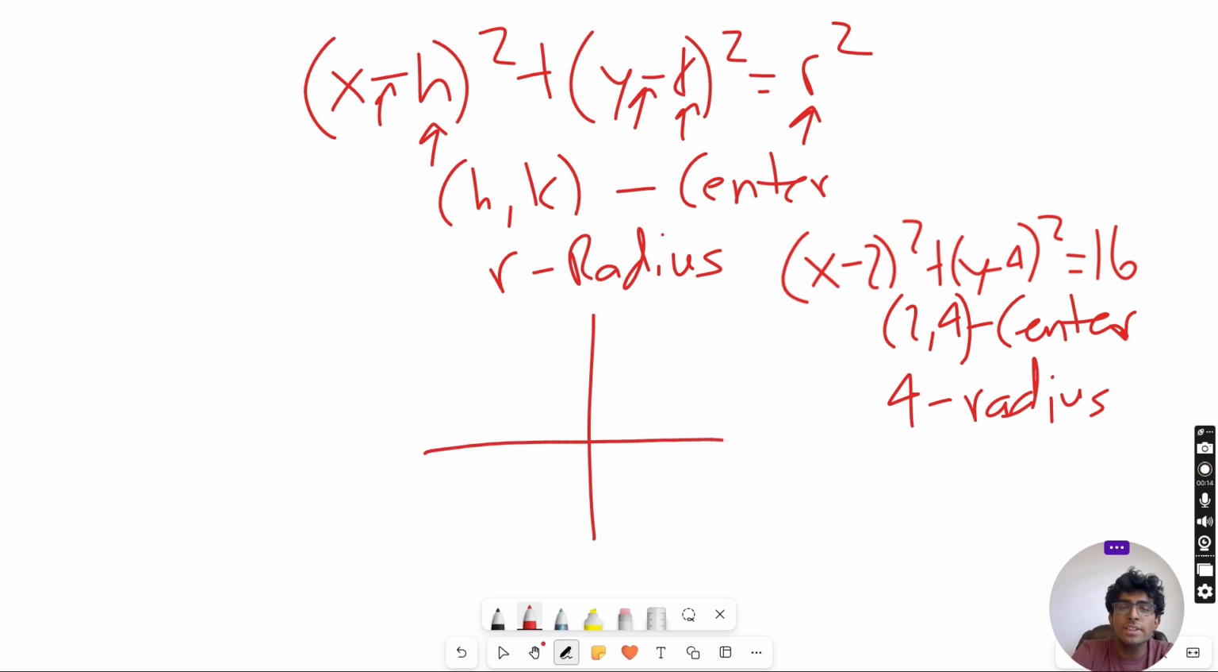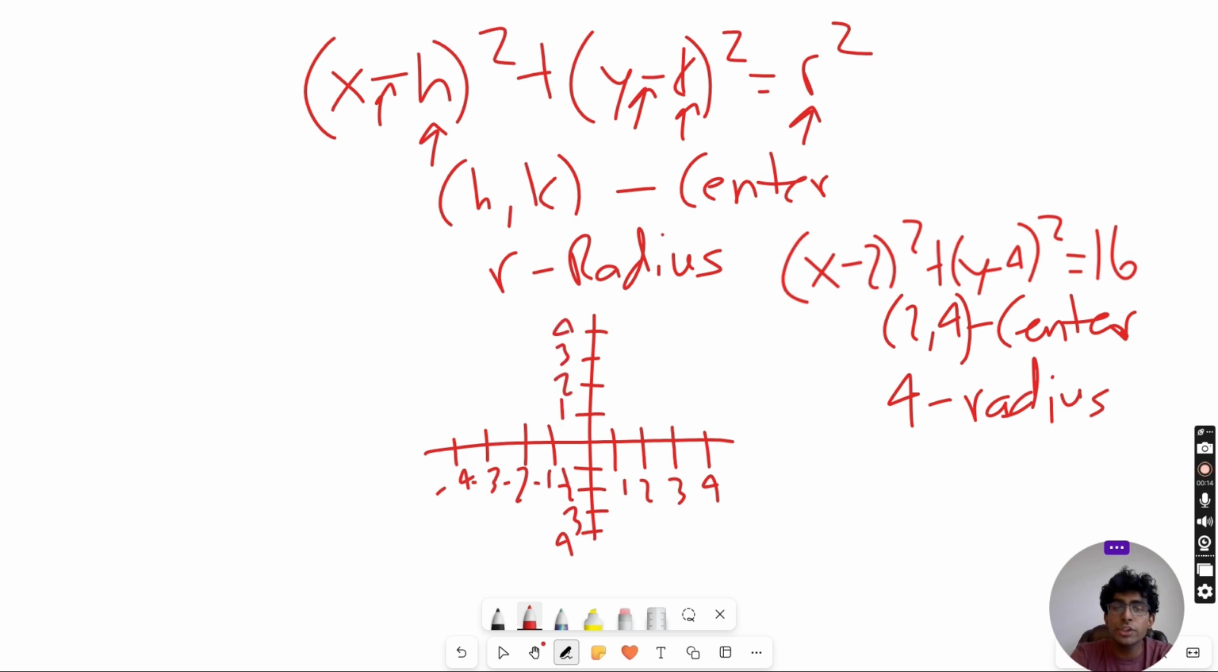So if we were to graph this now, 1, 2, 3, 4, 1, 2, 3, 4, 1, 2, 3, 4, 1, 2, 3, 4. I know this is not going to be the best graph because it's going to extend outside, but just trust me here. So we're plotting the center first, which is (2, 4). So we plot this here. And then we're going to count out 4 in each direction to get the circle. So we're going to go to the right 4, which would be here.